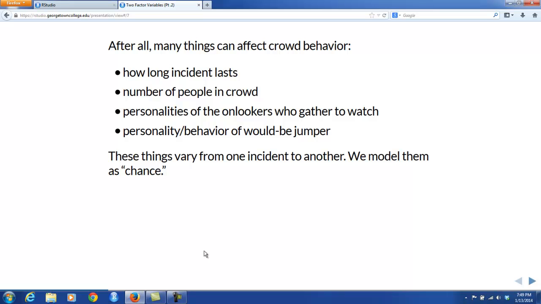If on a given cool day there's a ledge jump incident, even if we keep the weather cool, the length of the incident, the number of people in the crowd, the personalities of those who gather, and so on, can vary. And we model this variation as chance. So if you think that weather has no influence on crowd behavior, then you think that chance variation and all of these other factors could account for the kind of two-way table that you saw and the difference between those conditional distributions that you saw.